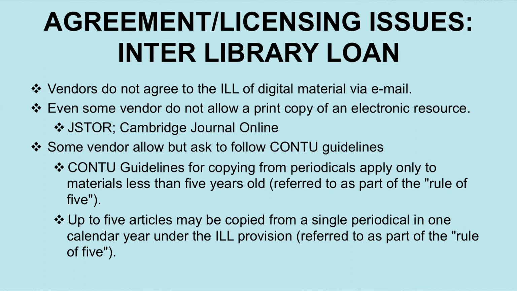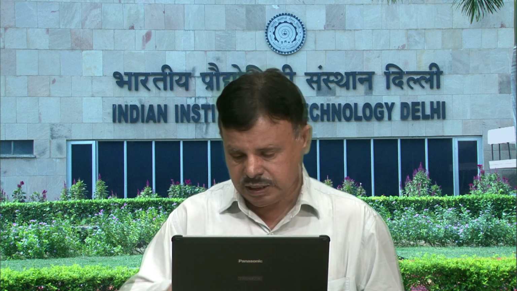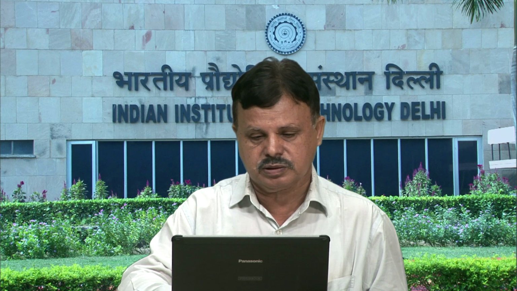it depends upon your organizational systems. For example, JSTOR and Cambridge Journals Online do not allow a parent copy of the electronic resource. Now, we have to carefully understand all these provisions and get these incorporated as per our requirements.